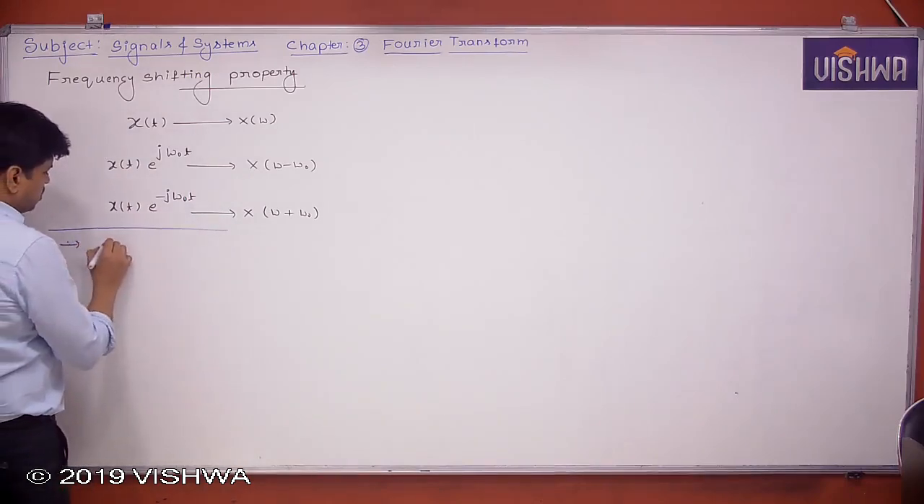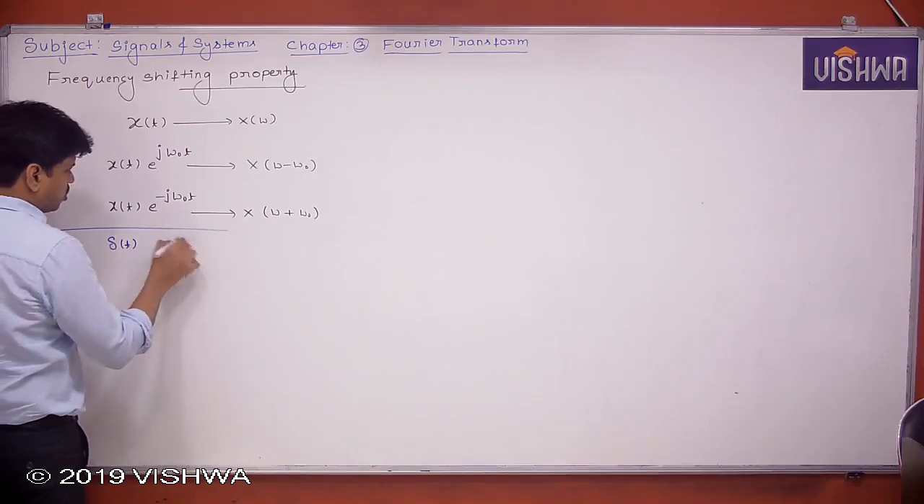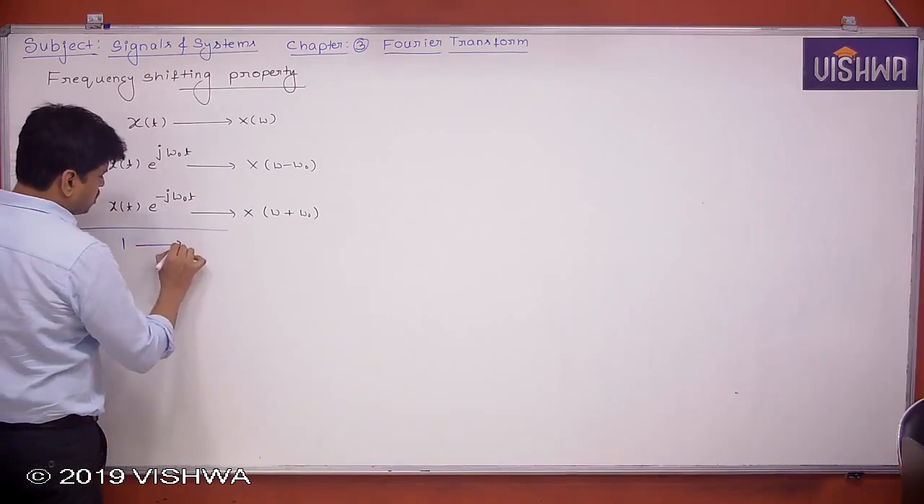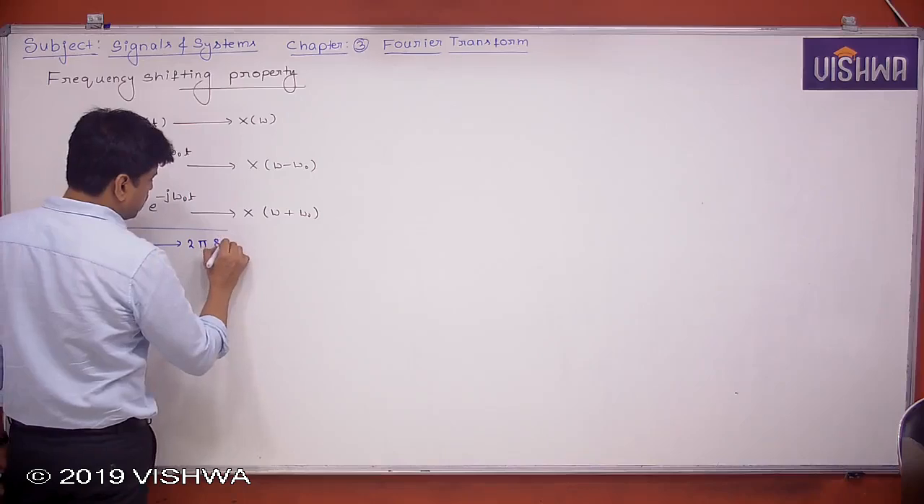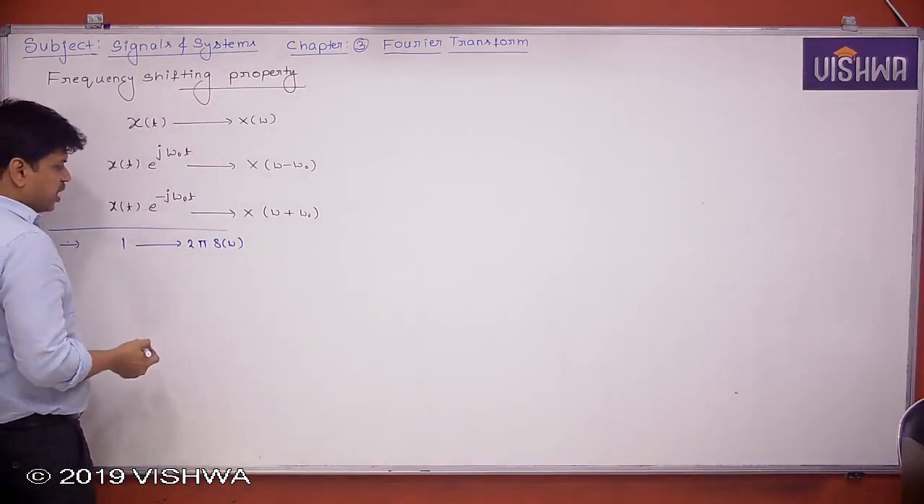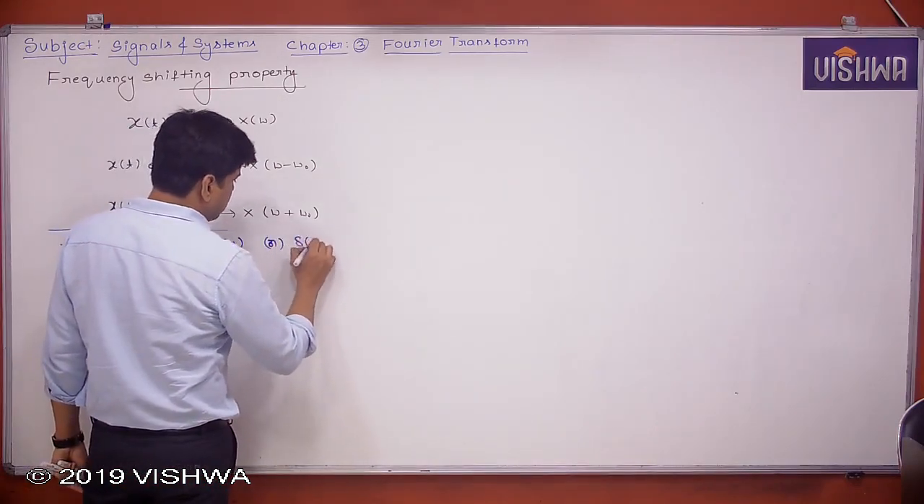Let's say delta t having 1. What if I take 1? What is the Fourier transform for 1? We have seen 2 pi delta omega. Or in the f domain, we are having simply delta f.